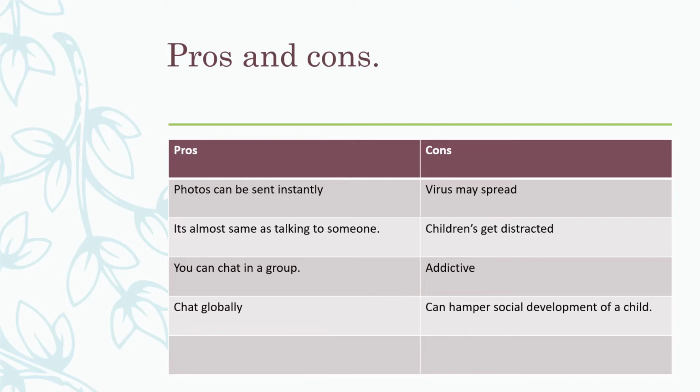So all these three points are connected. That way they would not know how to talk to a real person if they are only comfortable with chatting with someone behind their mobile screens, and many of the times they are not even aware whom they are talking to. Somebody might create a fake ID. So these are the cons.